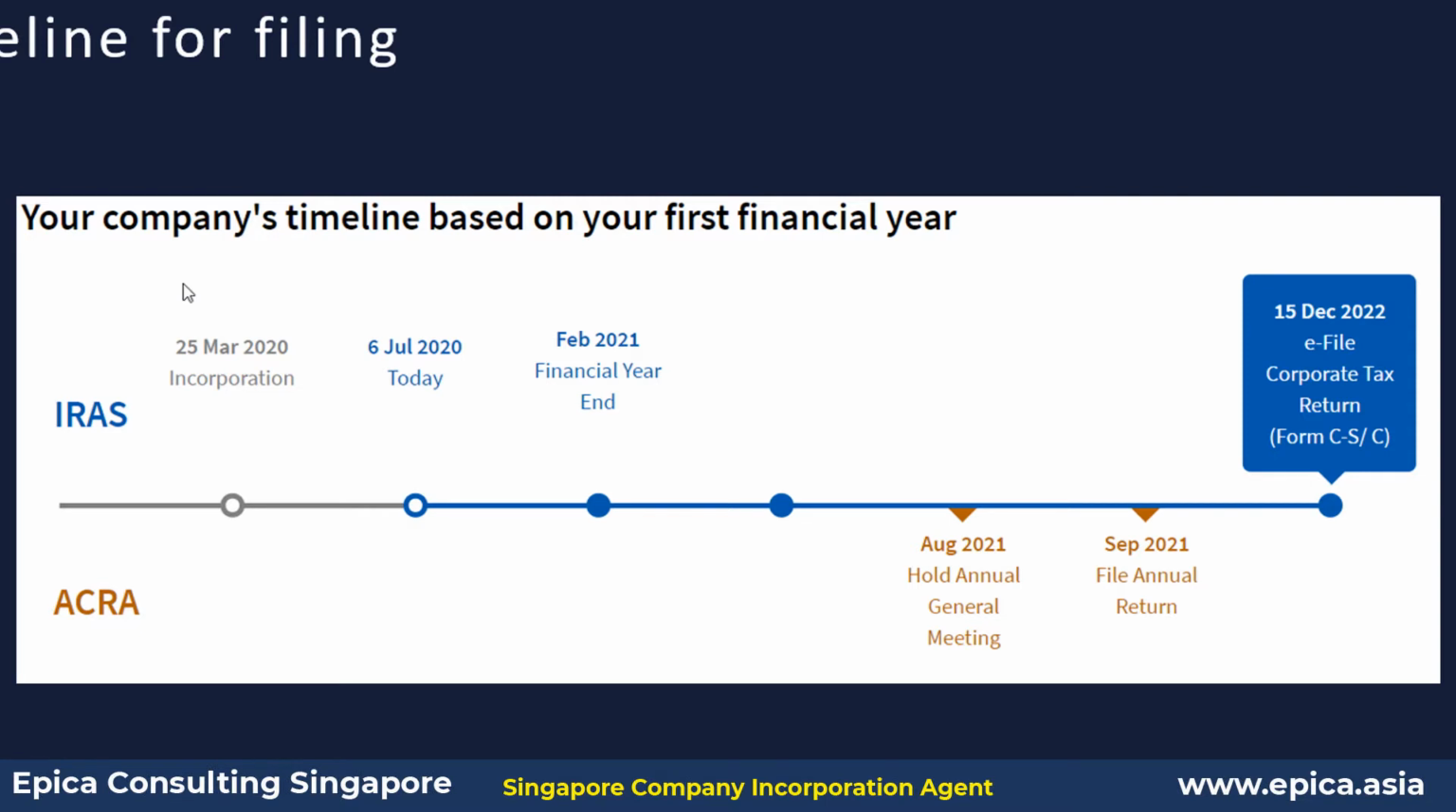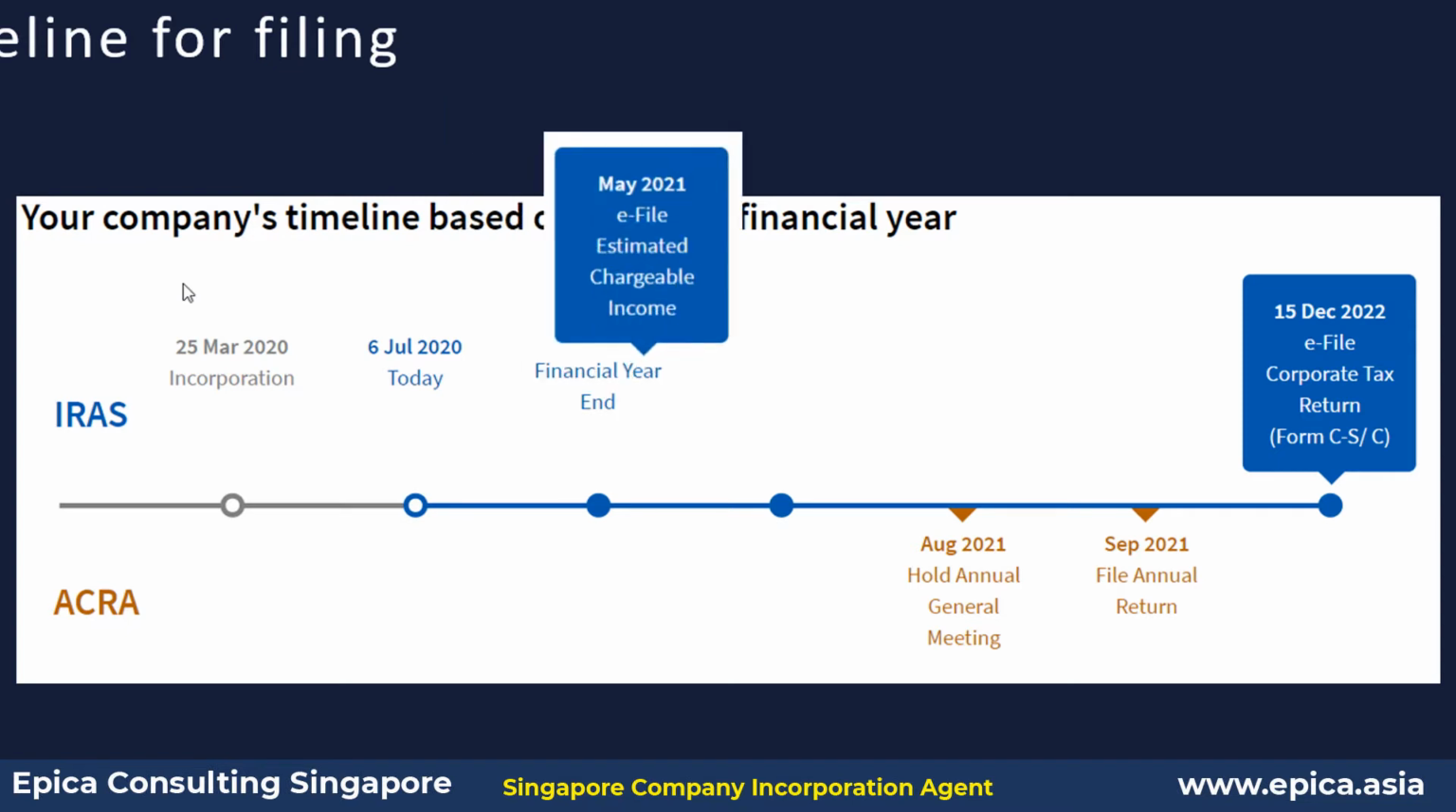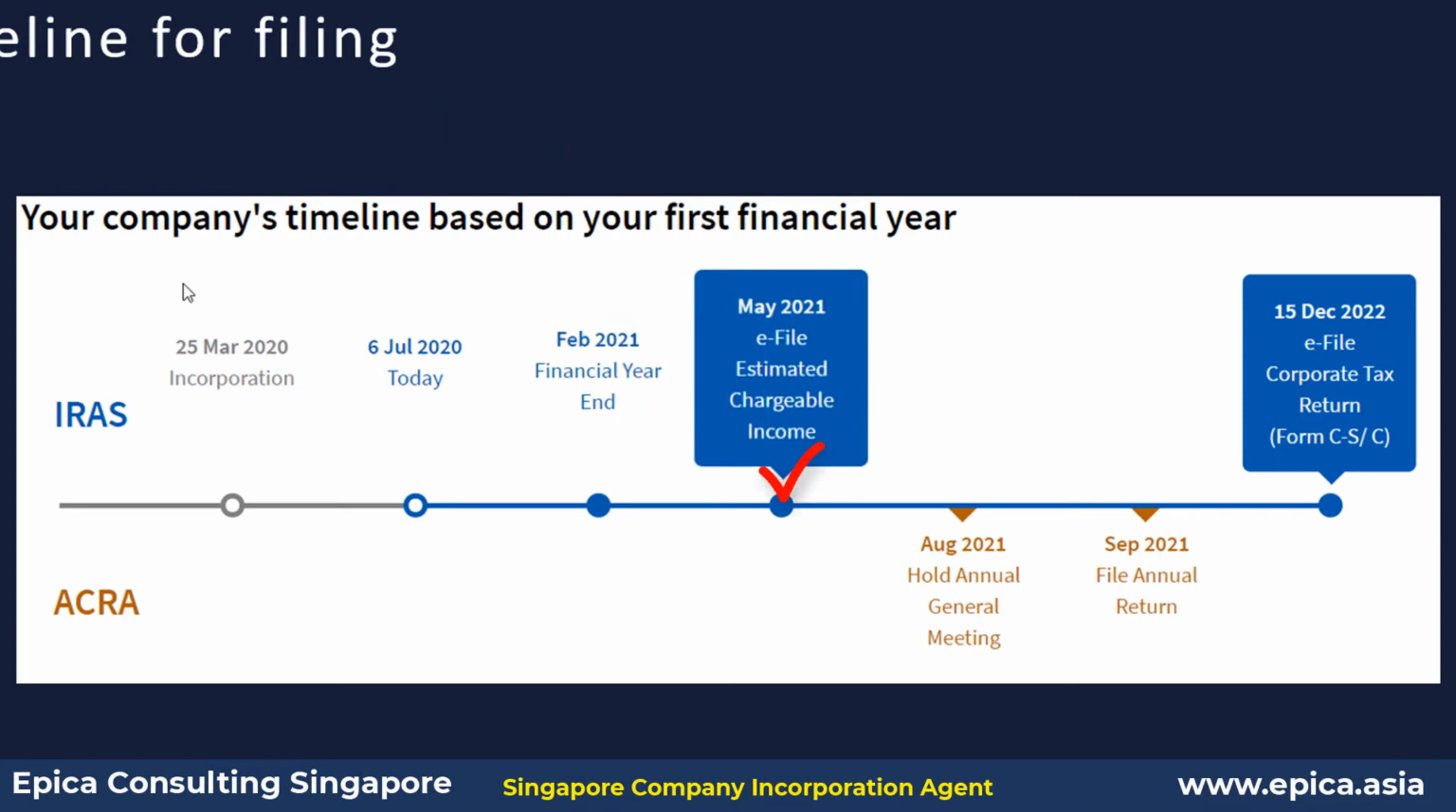So as you can see, we have almost 2 years of gap between these two dates. So that will mean that IRS is going to get the tax payment quite late. And that is the reason why there is a mechanism called estimated chargeable income.